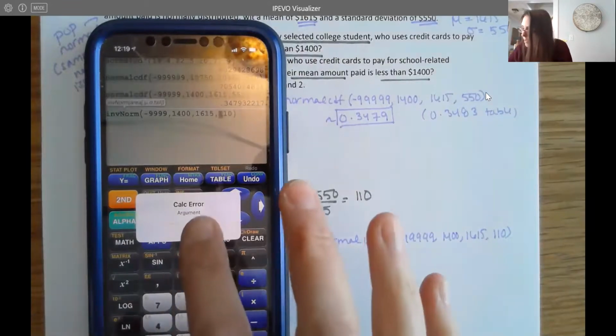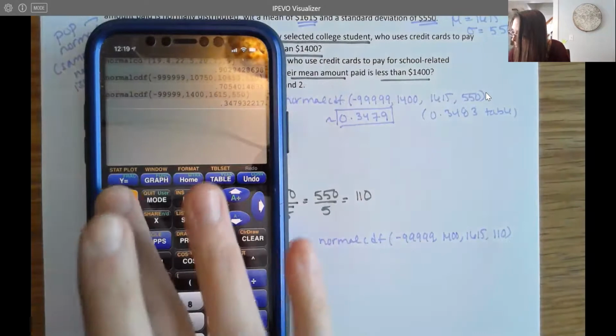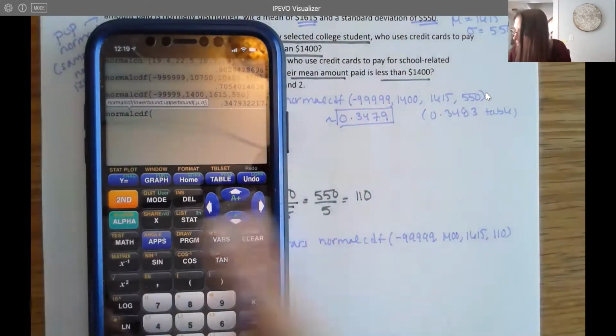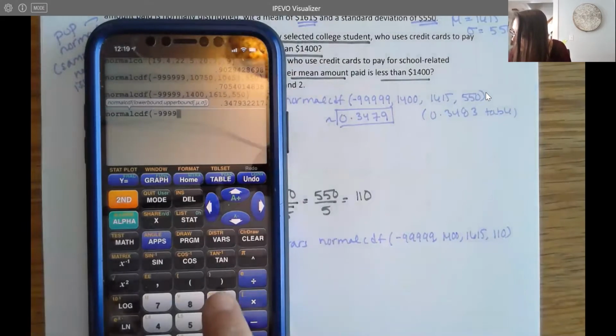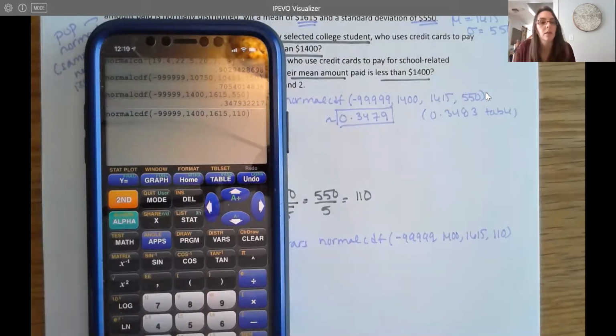Hit enter. Oh, I must have done something wrong. What did I do? Oh, I hit the wrong function. Inverse norm. Whoops. Sorry, guys. Sorry. Normal CDF. I apologize. I couldn't see the screen from this angle. Negative 99999. Make sure I don't make another mistake this time. All right, that looks better.